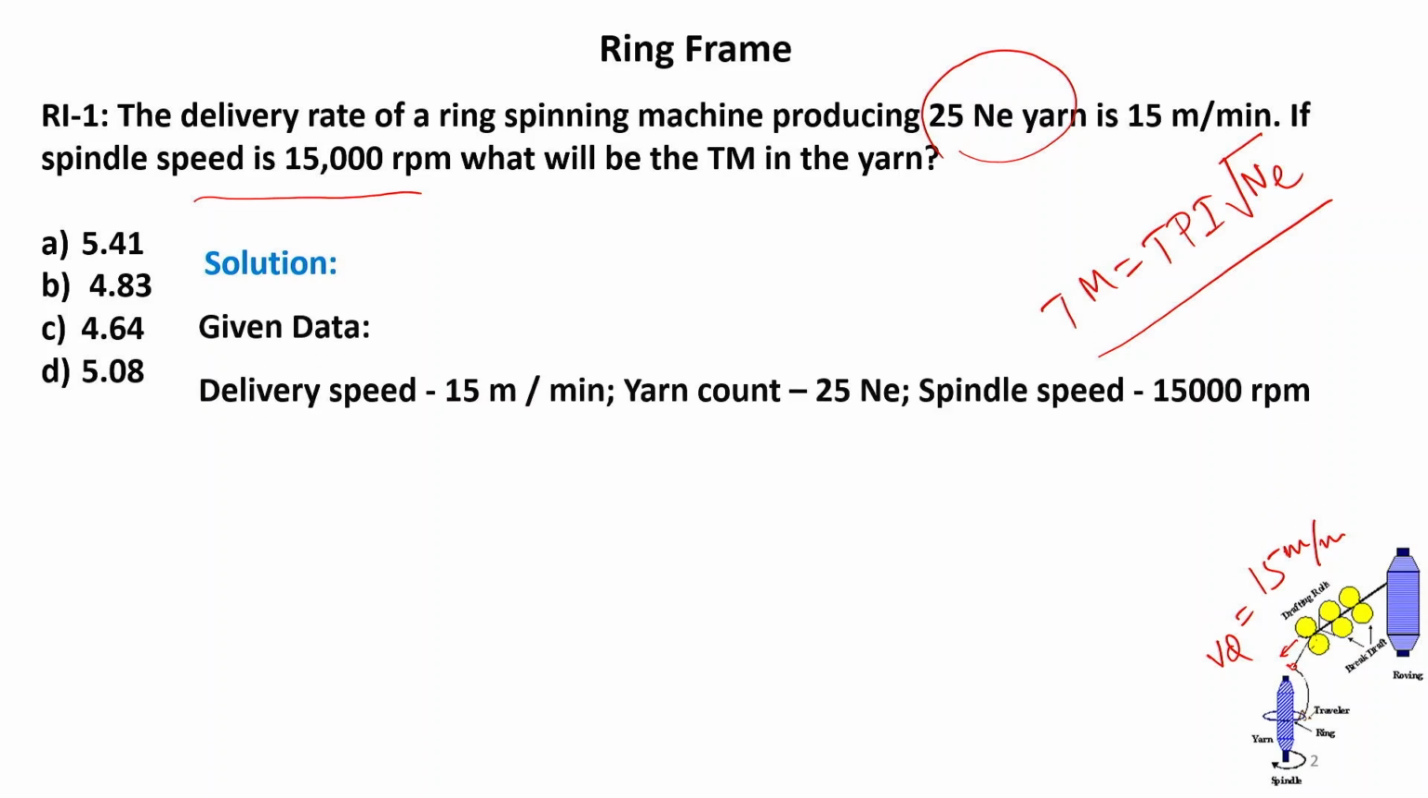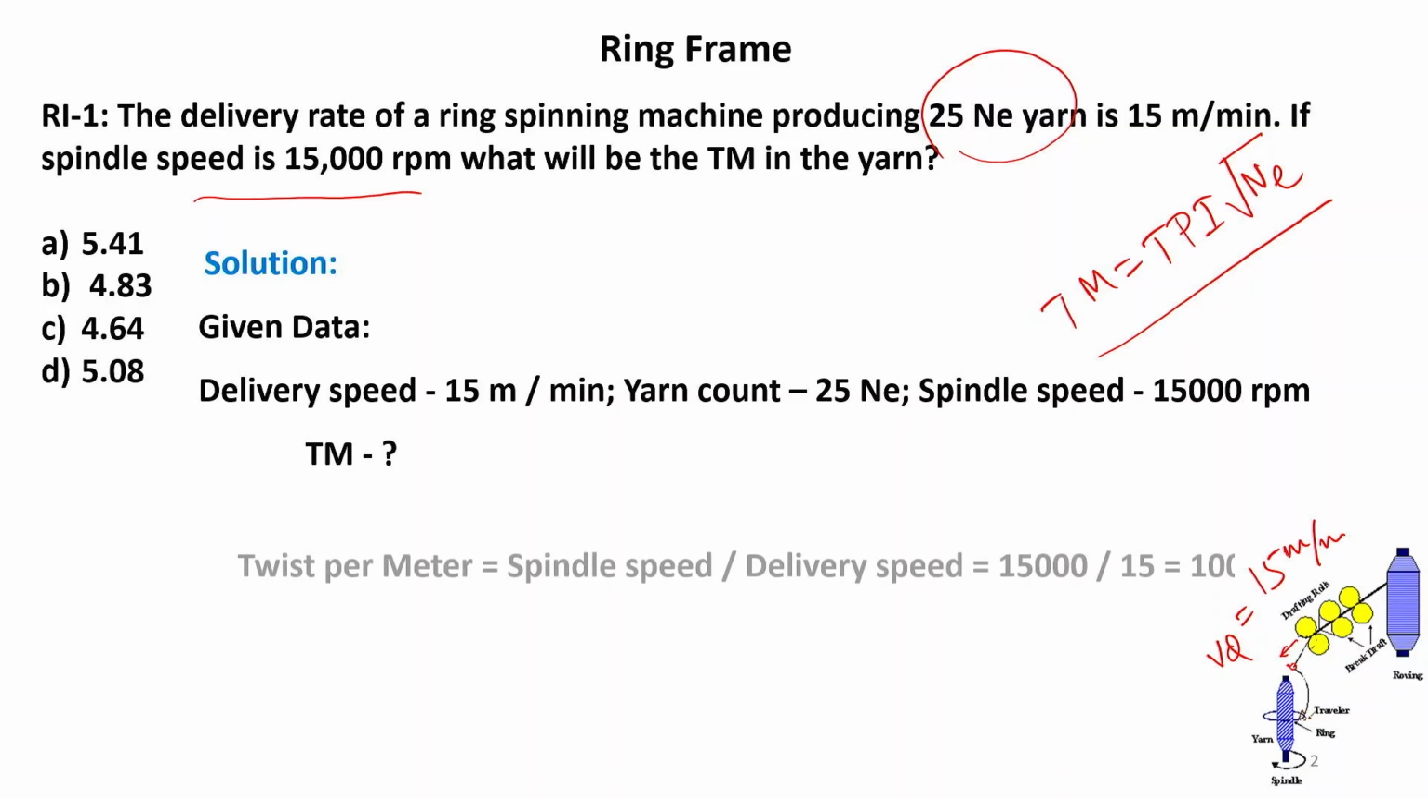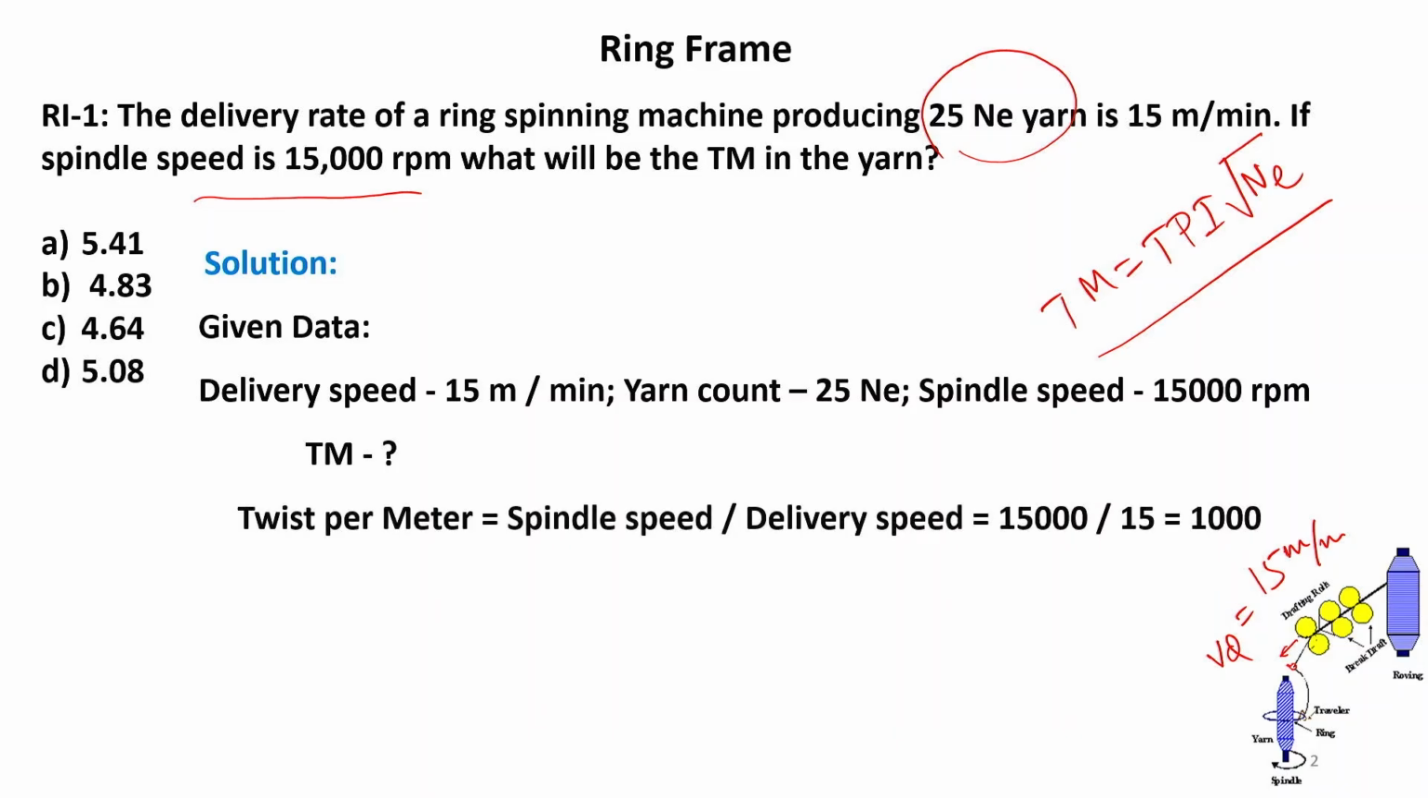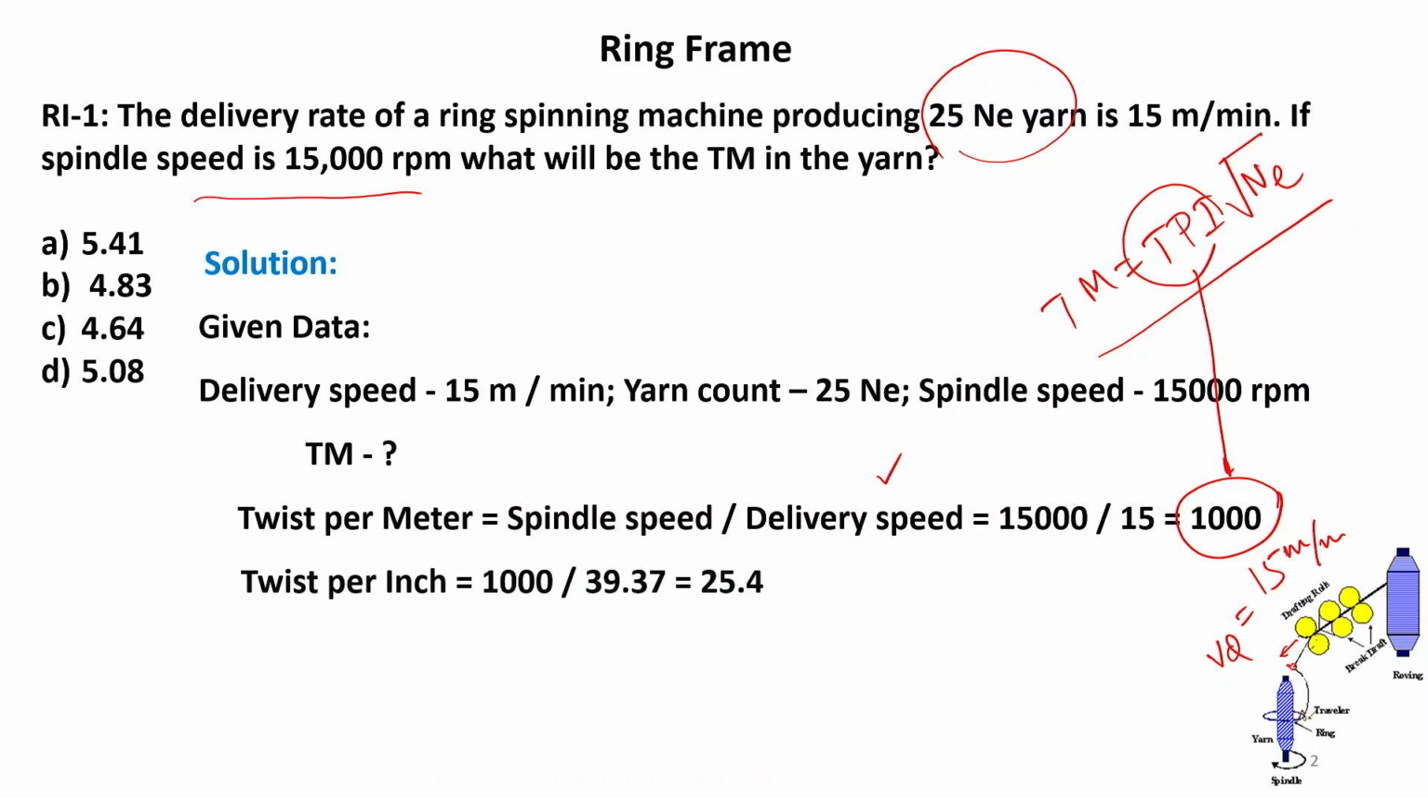Given data: delivery speed, yarn count and spindle speed are given. TM is asked, so twist per meter we can calculate. Spindle speed by delivery speed, so it is 1000 twist per meter, and from this we have to convert it to twist per inch. Twist per inch is divided by 39.37, the factor from meter to inch. So, twist per inch will be 25.4 twist per inch.